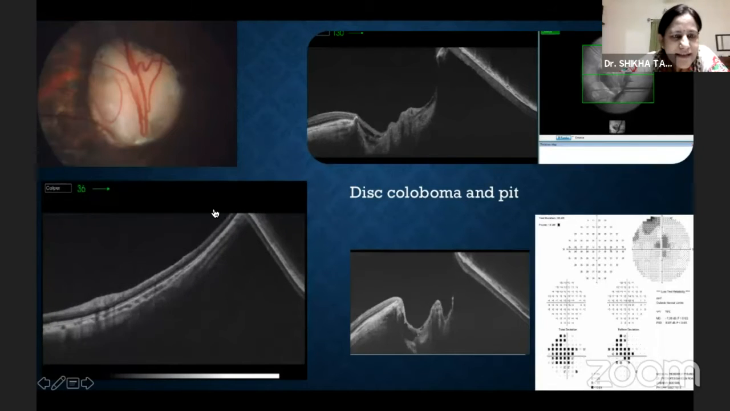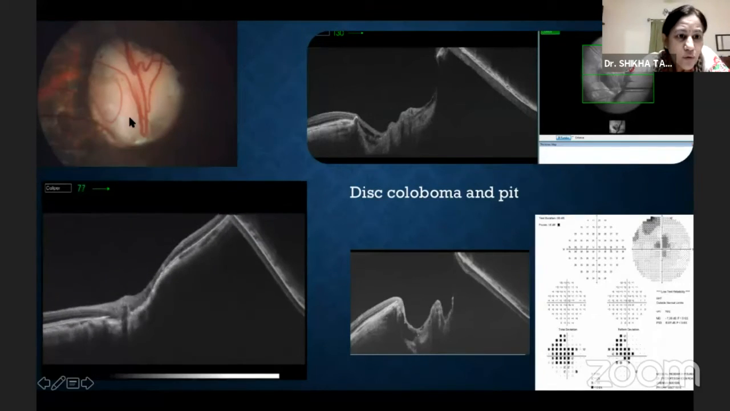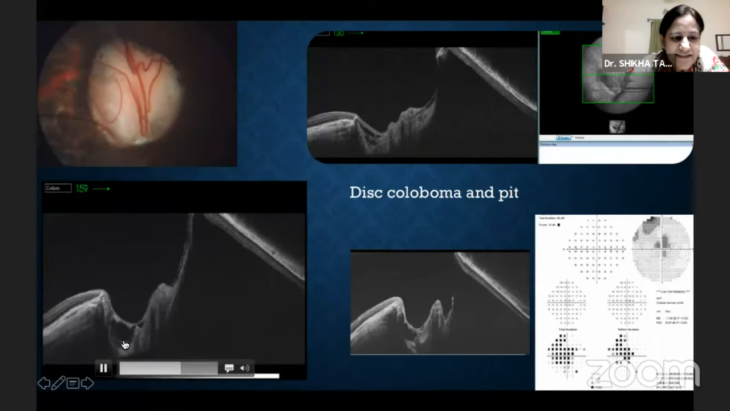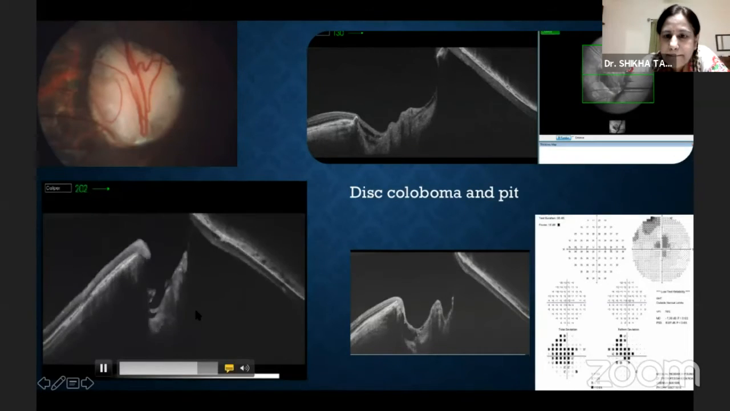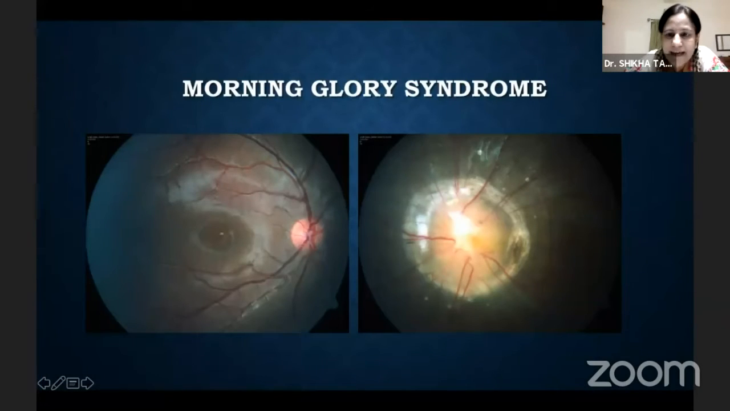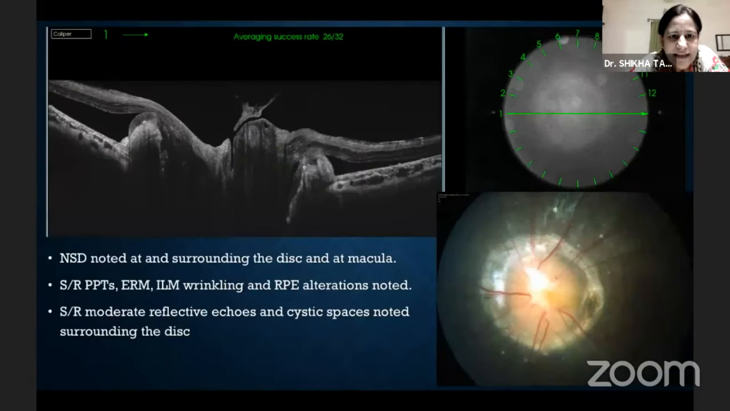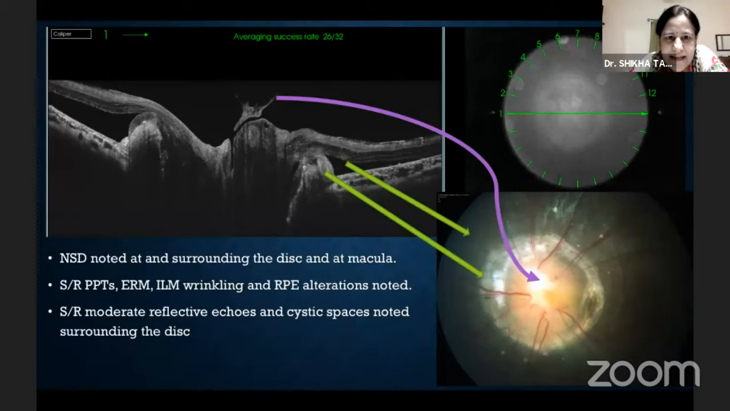Now, this is a case of optic nerve head coloboma with a disc pit. Here you can see this is the area which has coloboma, and this is the pit. It can be beautifully captured by this technology. This is a case of morning glory syndrome, and here again, using SSOCT, we can see the defect in the left eye. What we're seeing is the neurosensory detachment in the peripapillary area, defects in the peripapillary area, and this is the glial tissue at the surface.